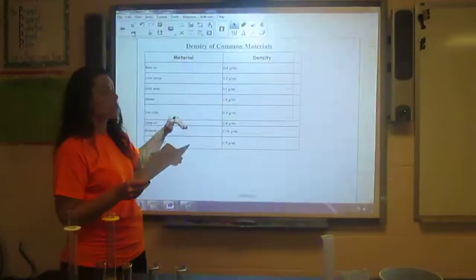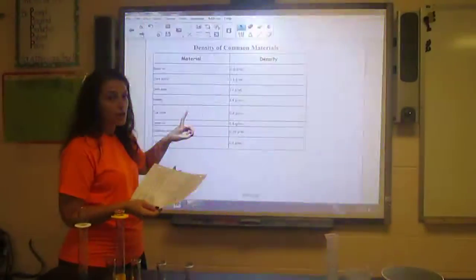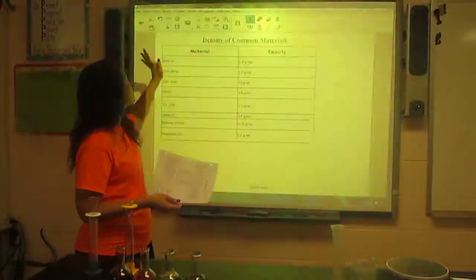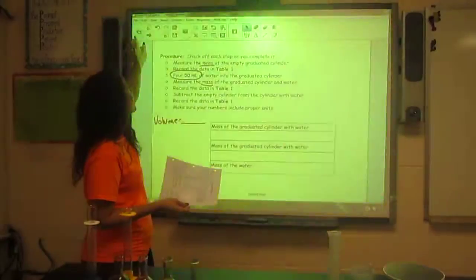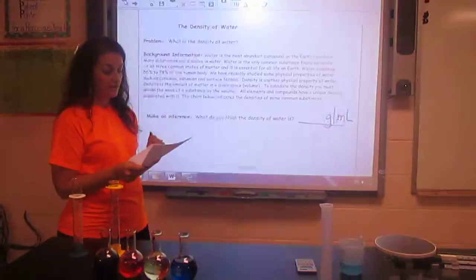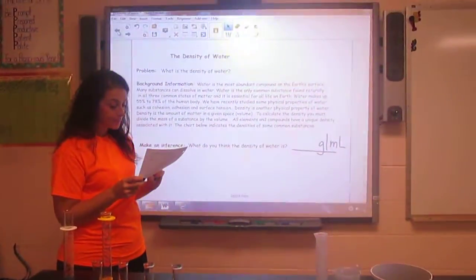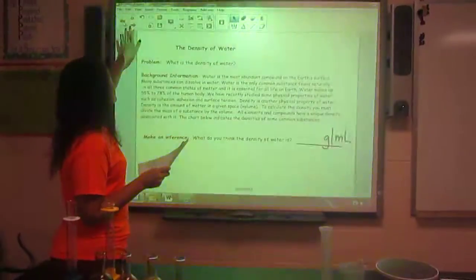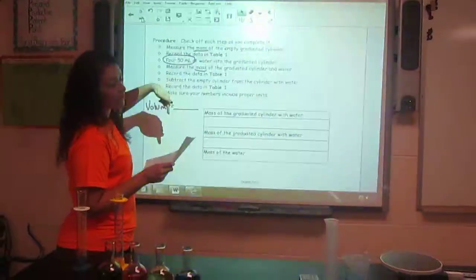So the question to you is, what do you think the density of water is? In my first period class, a lot of the kids knew what the density of water was, so we needed to prove it. So on your paper, you put what you think the density of water is. And then we'll proceed. So let's go on. How do we find the density of water?